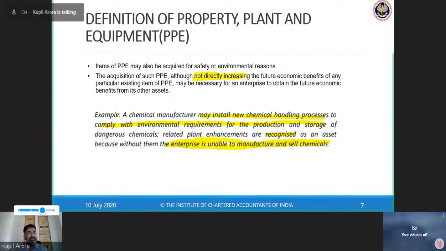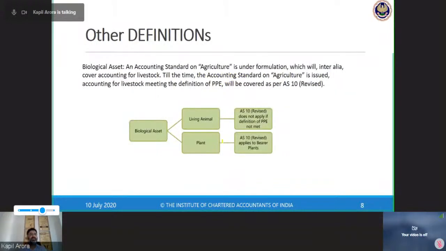Hope this is okay with everybody. Let's move further. We have discussed that biological assets should not come under here. Biological assets should not be covered under this.